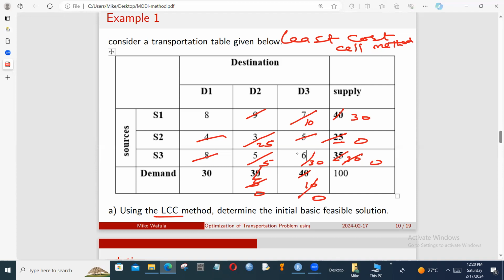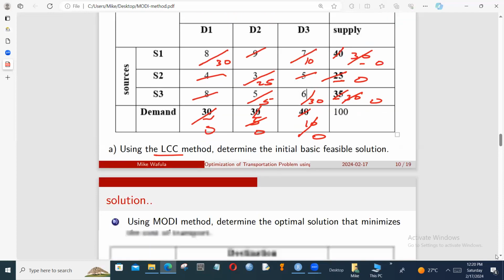And so the remaining cell now, comparing 30, 30, it will just have to receive the 30 units from source 1. And so this now becomes the final allocation. And so we do 8 times 30, 3 times 25, 7 times 10, 6 times 30, 5 times 5 to get the initial basic solution for this problem.